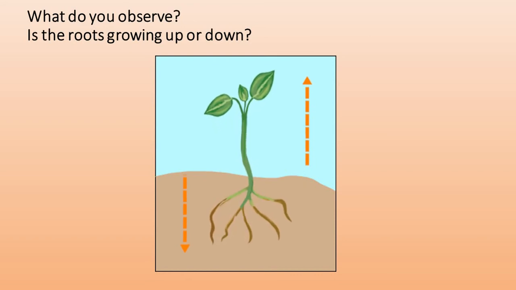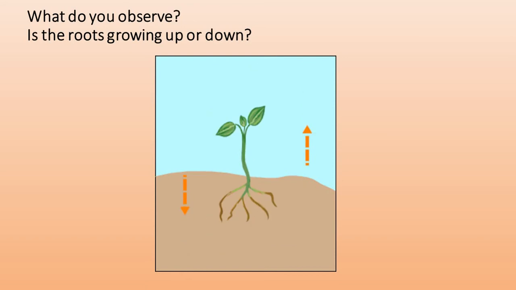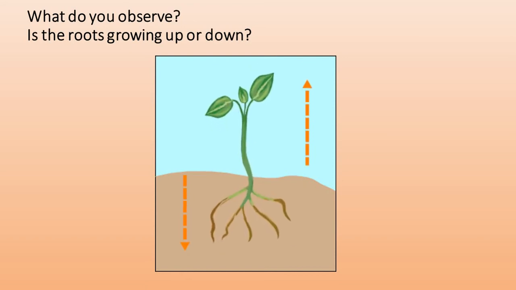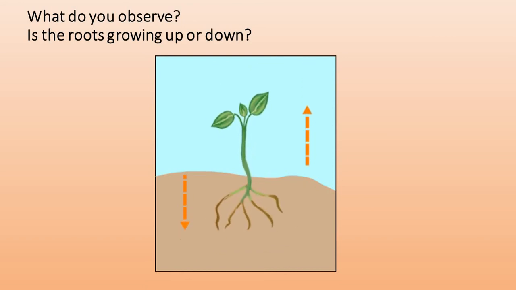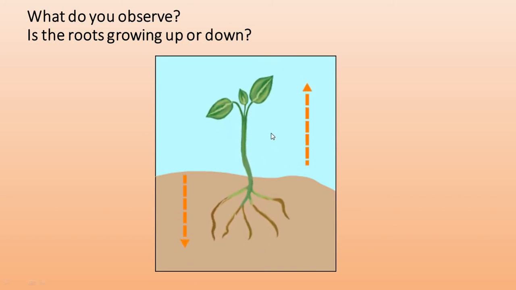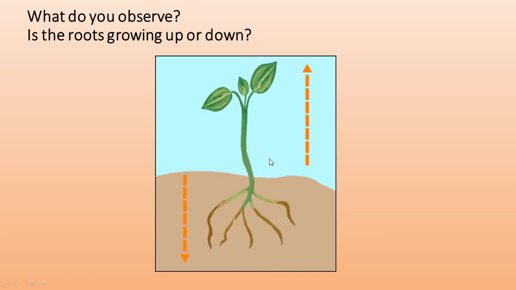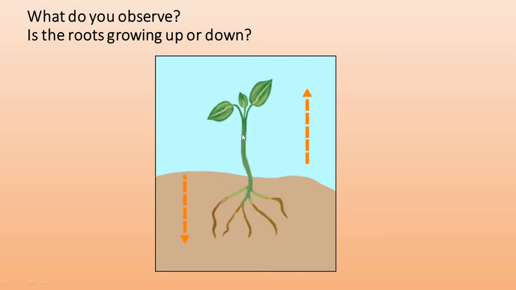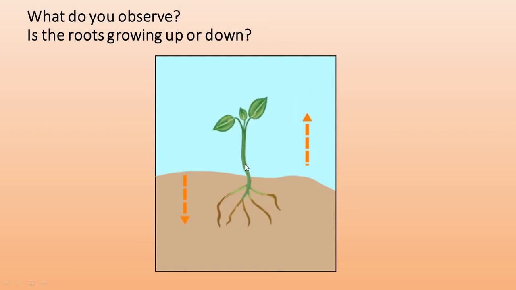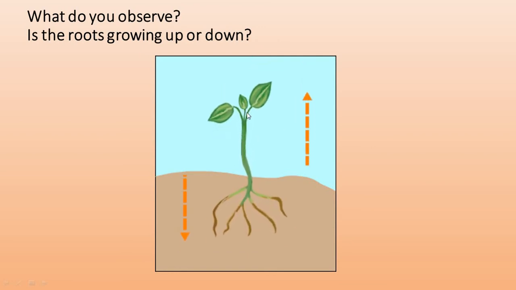What do we have here, grade 1? It's a young plant growing up more and more. What do you observe, grade 1? The stem is growing up, right? Growing up more and more. Again, the stem is growing up more and more. It's above the soil, so it's growing up.